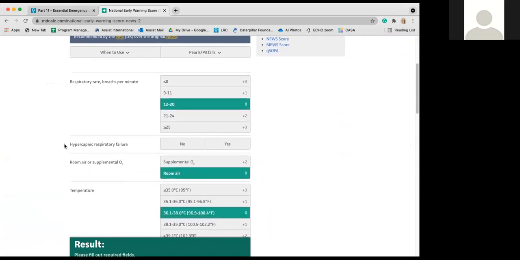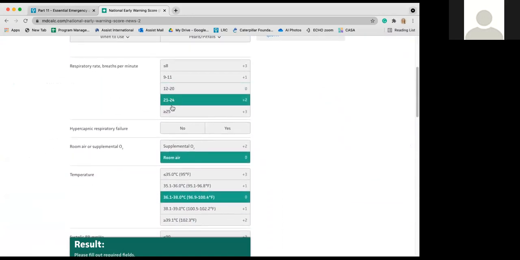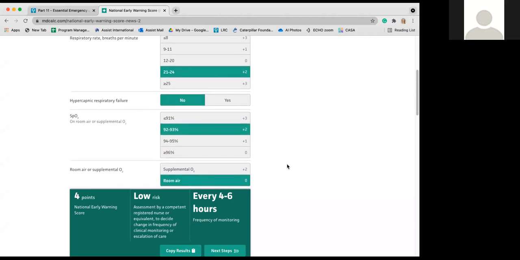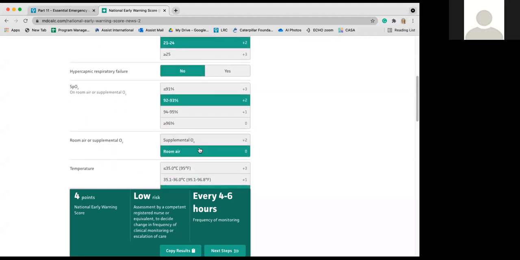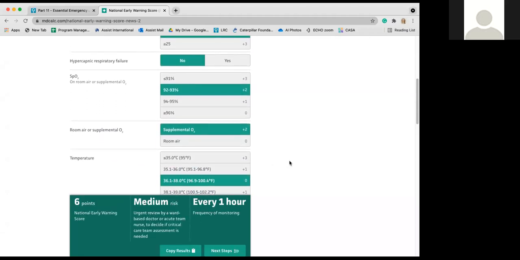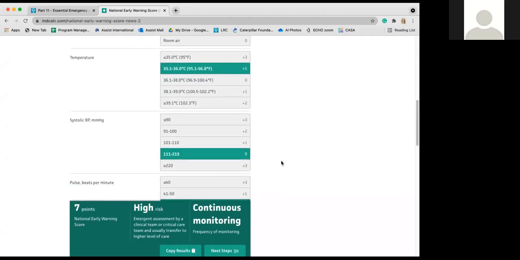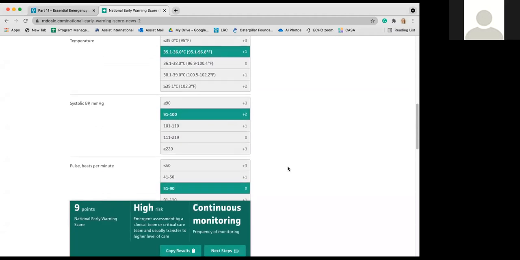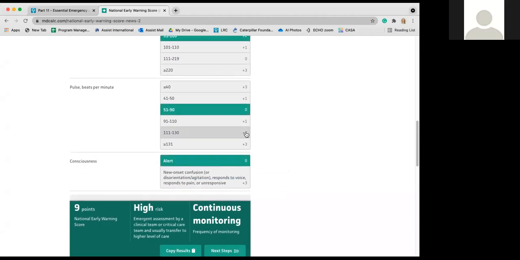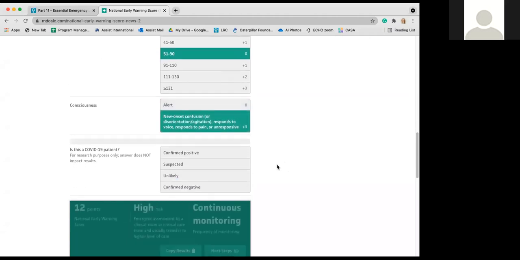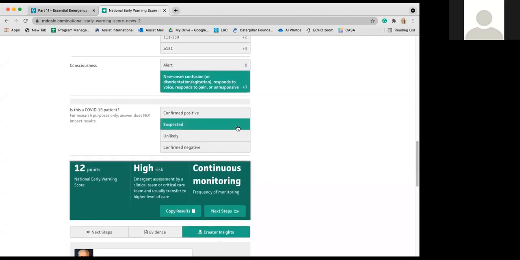I don't think we need to go into details, but we can go down very fast. You can see the respiratory rate, and you may think about, is the patient having hypercapnic respiratory failure, SpO2, room air or oxygen, temperature, systolic blood pressure, pulse, consciousness. And also they had COVID.